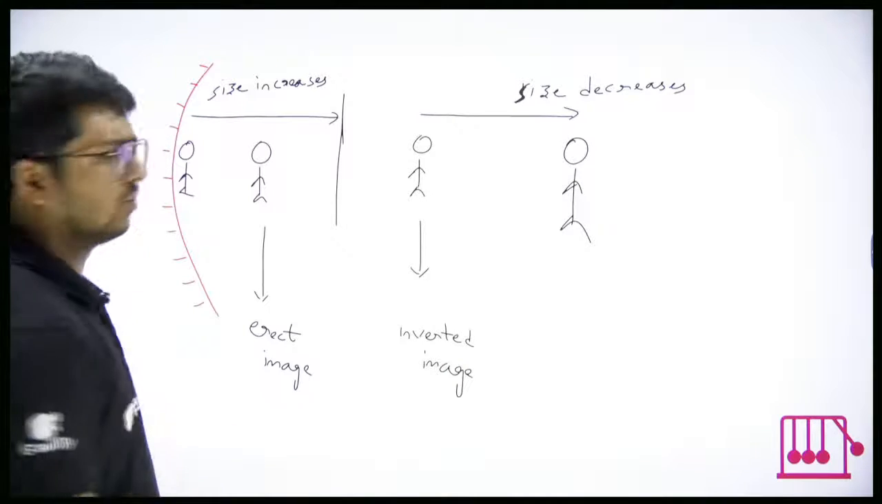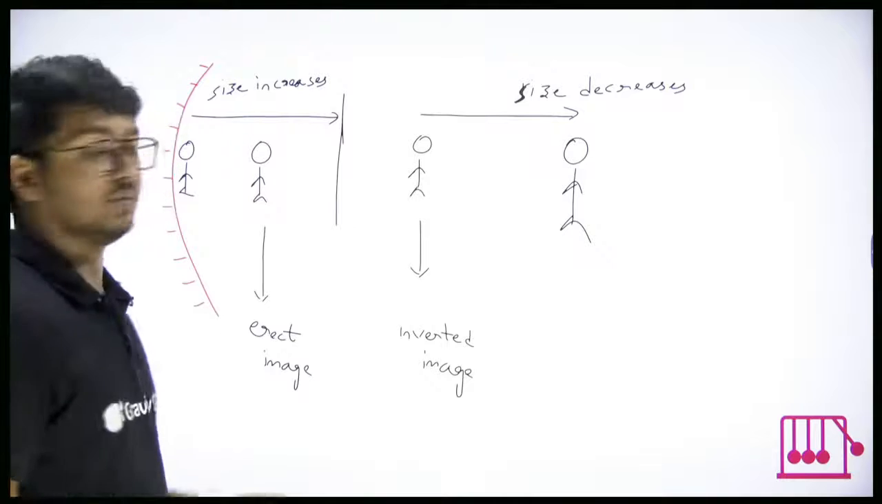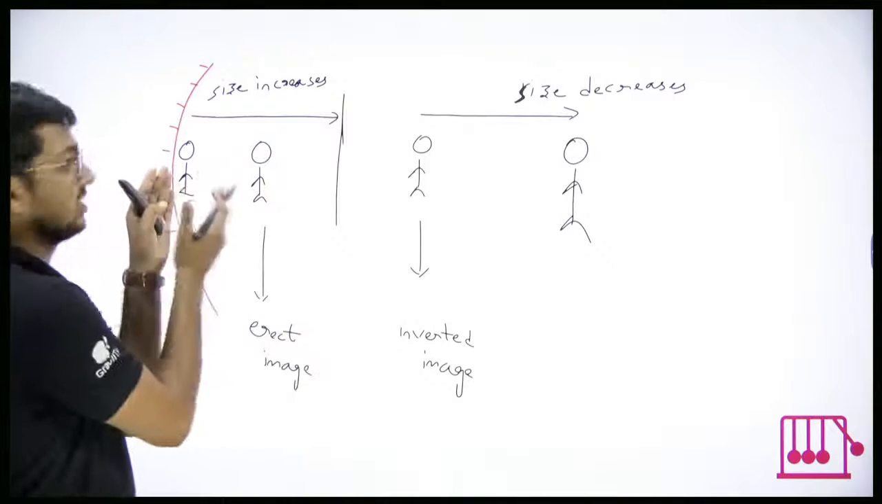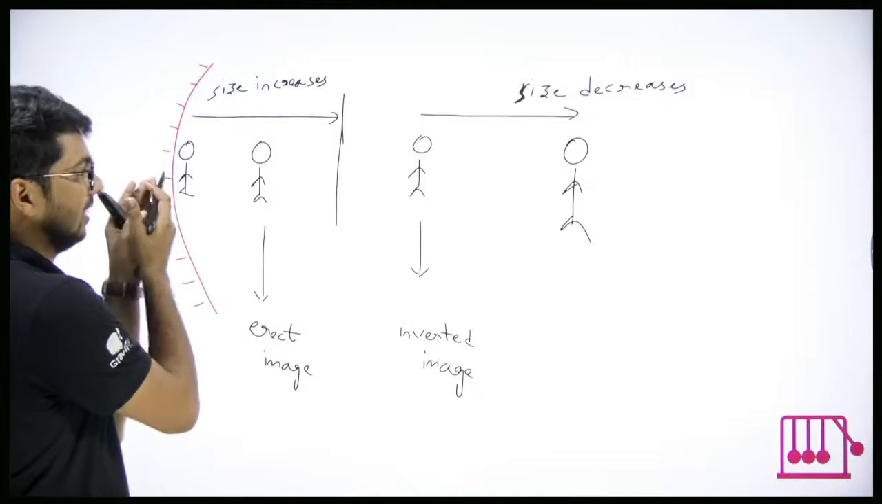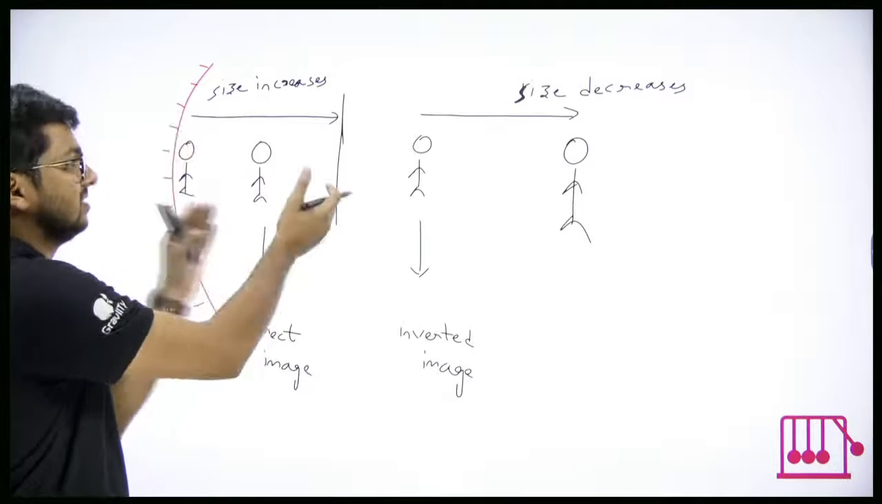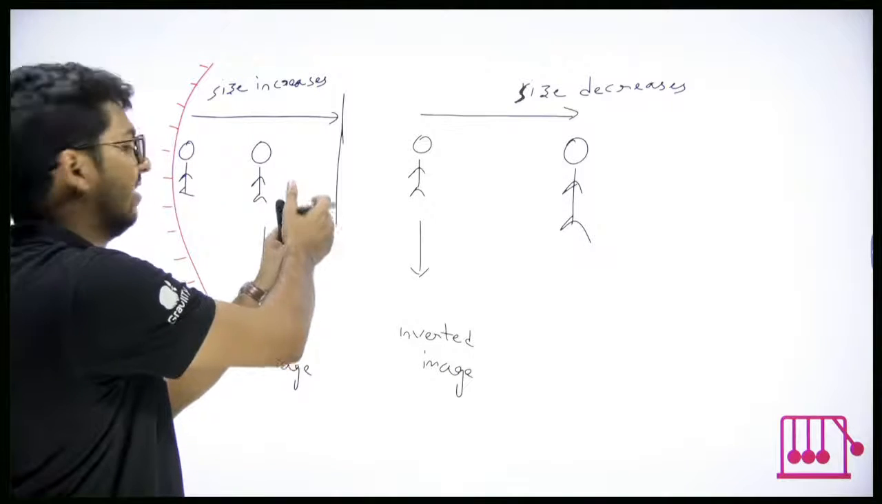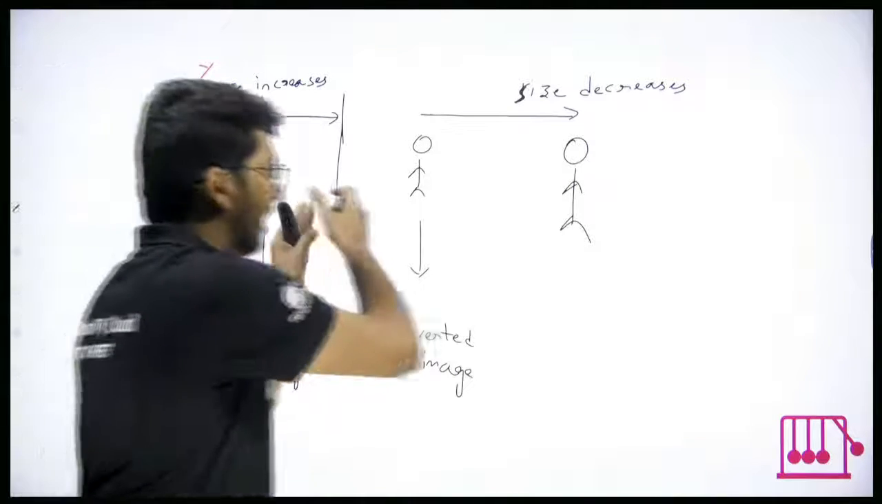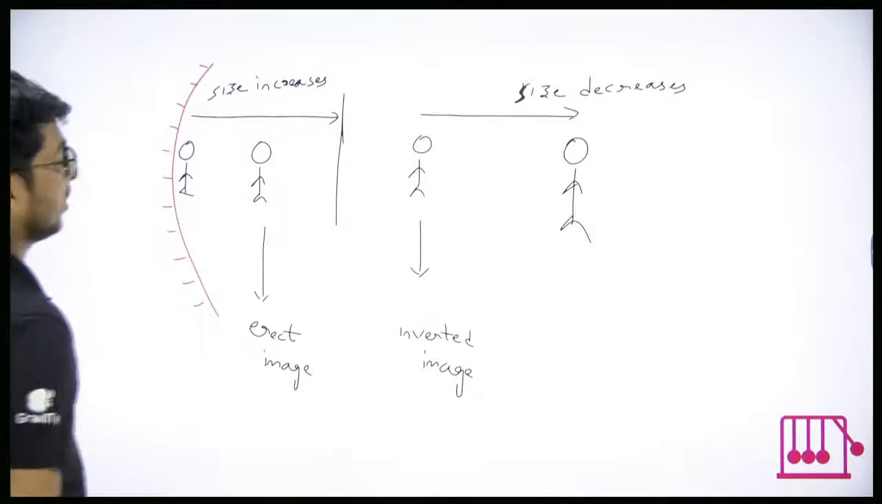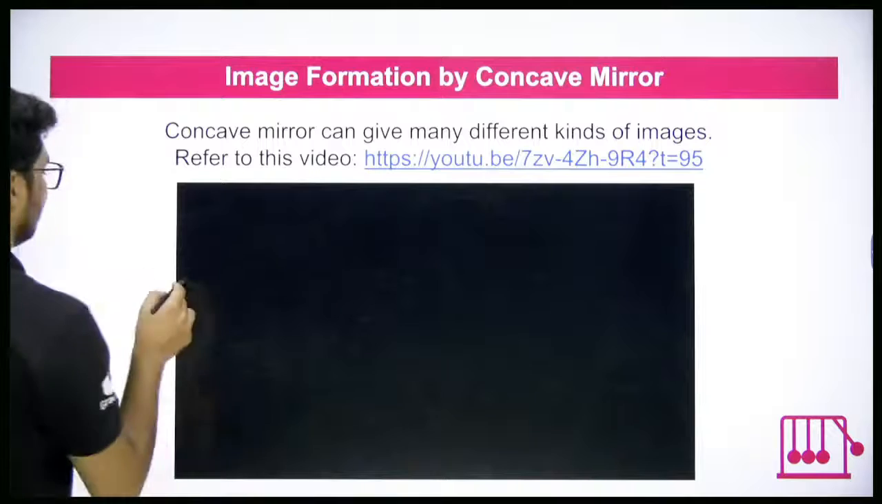Got it? Okay. Do you want to watch it again? I'll play it again to you, but this time notice this carefully. As the professor starts from near the mirror and goes back, first you get an erect image and the size increases, it becomes huge. And after that you get an inverted image, and as he goes back, the size decreases. Okay? So watch it again.